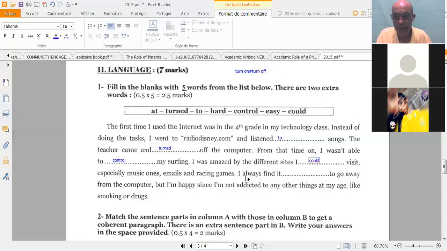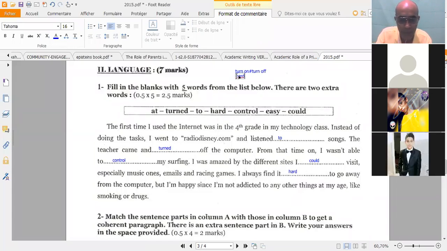I always find it easy to go away from the computer. Does he find it easy or hard? He is addicted to the internet. It's hard. So I always find it hard. Hard is the opposite of easy. Here you have to focus on meaning too, okay? So he finds it difficult to go away from the computer.